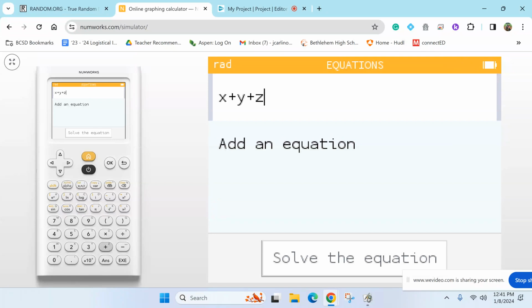So anytime you want an actual letter, all the letters are in alphabetical order, starting right here, A, B, C, D, E, F, all the way through. And anytime you want to access that letter, you've got to hit the alpha button. Okay? And then equals, and then you go from there. After you're done typing in that equation, you add an equation and type in all 3 and say solve.